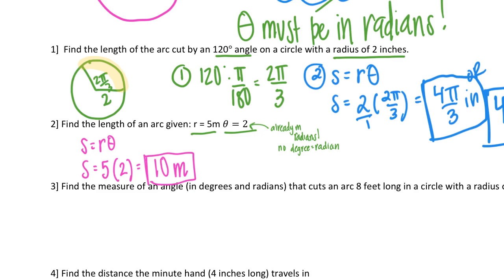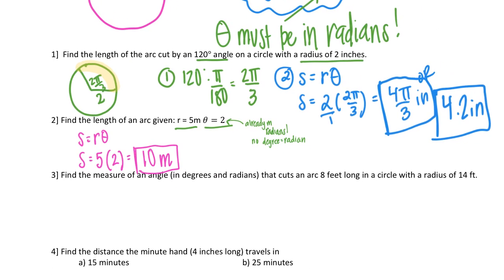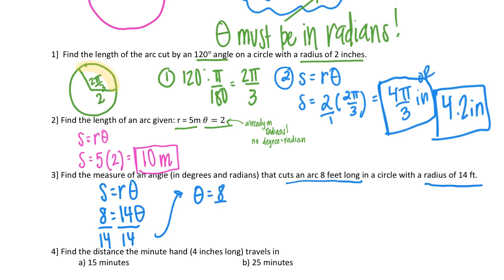And our next one, we want to find the measure of an angle in degrees and radians that cuts an arc that is 8 feet long in a circle with a radius of 14 feet. So let's think about what we know. In this problem, do we know the arc length? Well, it says it cuts an arc that is 8 feet long. So in this case, we know that the arc length is 8. The radius, they tell us, is 14. We do not know what theta is. We'll isolate theta by dividing by 14. We get theta is 8 over 14. If you reduce that, you get 4 over 7.